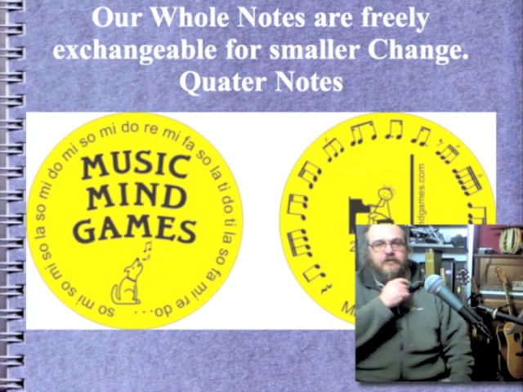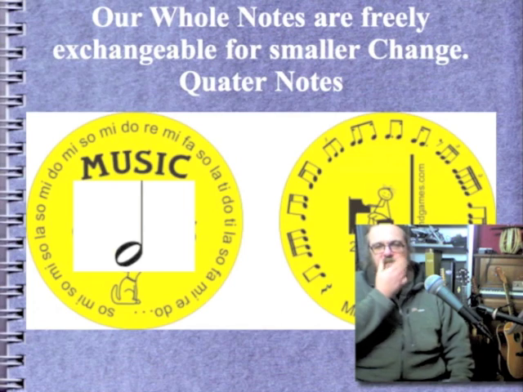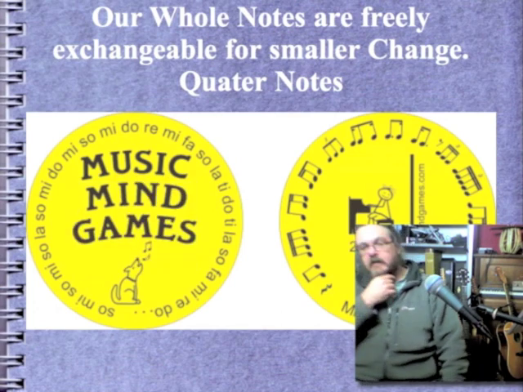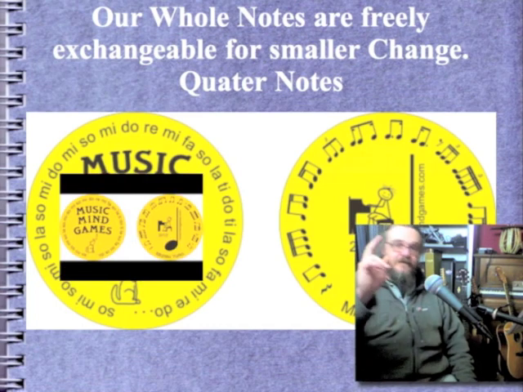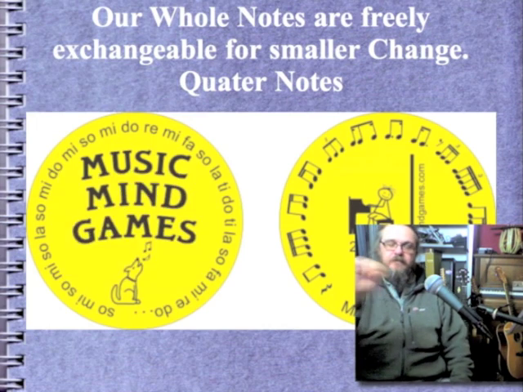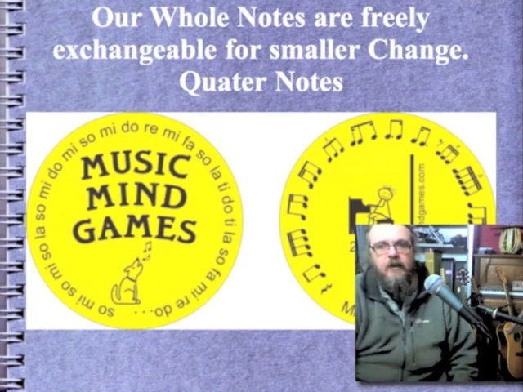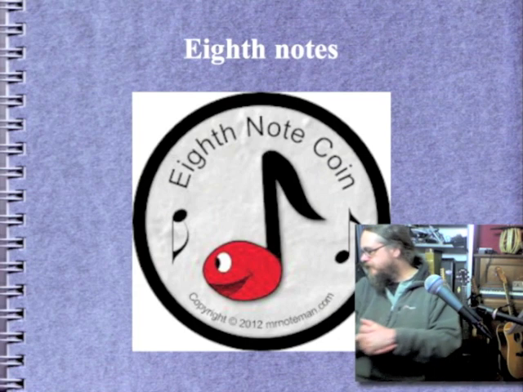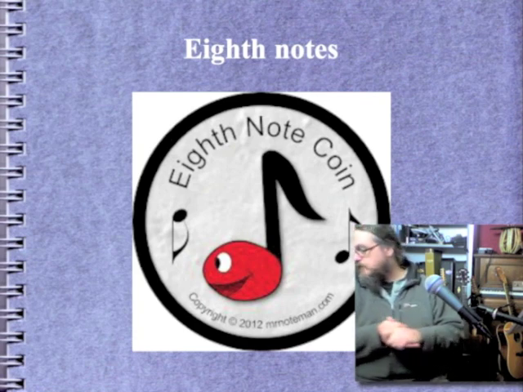Our next unit of currency is the half note, which you'll see in a moment, but it's got a hollow round bit at the bottom. So the half note, and then the next unit of currency is the quarter note, which you see here. There's your quarter note, which is the black note with the stem on it. We can get change out of our half note, or out of our quarter note.